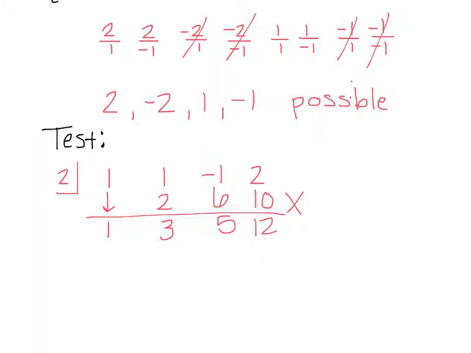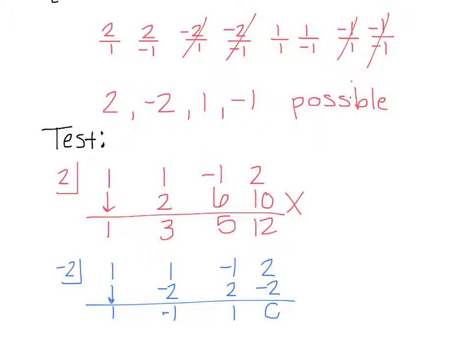-2, okay. Using my same coefficients. 1, -2, -1, 2. Ooh. Yes. I got that one to work. Okay, so we have 1 rational root we know of.